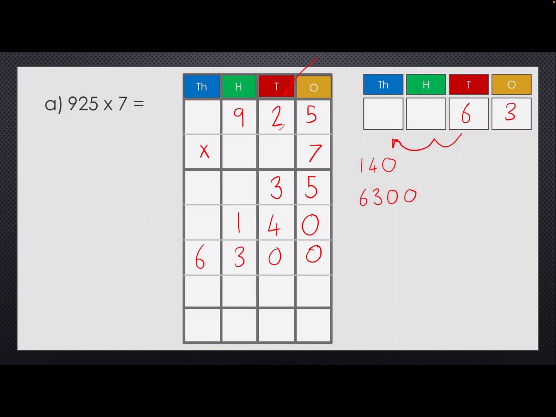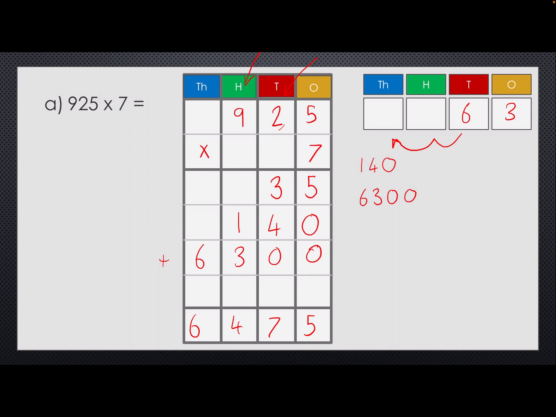Well, now we get to add them up. What we've got here is very nice column addition already laid out for us. 5 add 0 add 0 is 5. 3 add 4 add 0 is 4, 5, 6, 7. 1 and 3 is 4, and 6 is 6. It gives us the same answer, but it does it all in one go. It's easier to make mistakes because you can forget that that 9 is actually a 900, and you forget that that 2 is actually a 20.